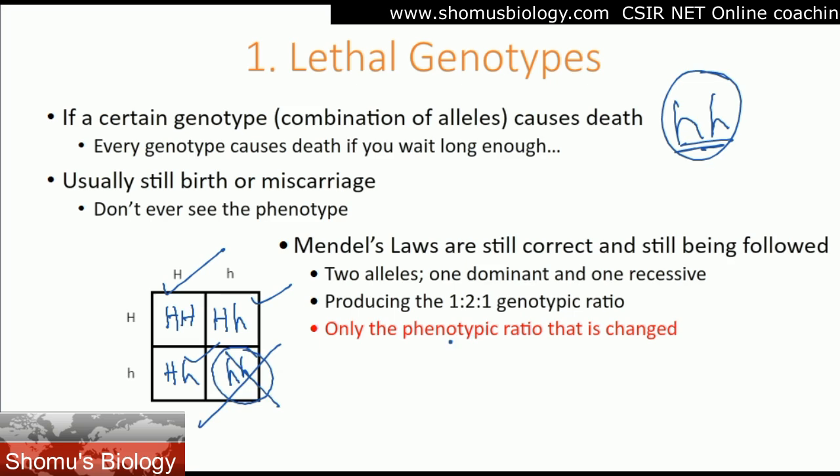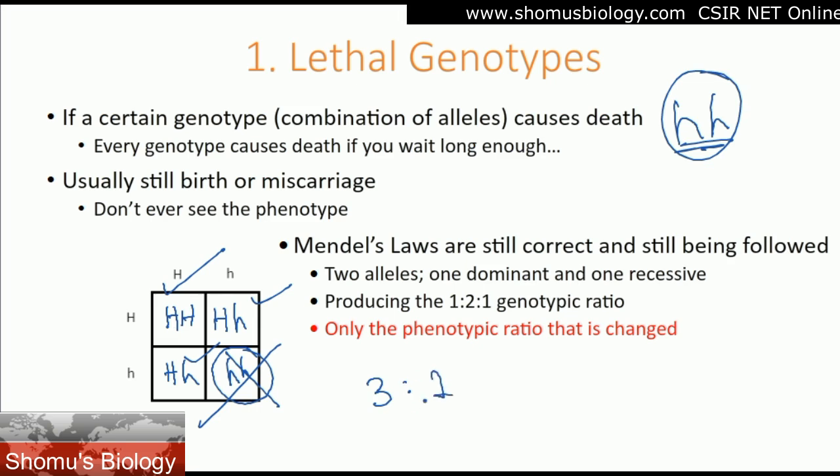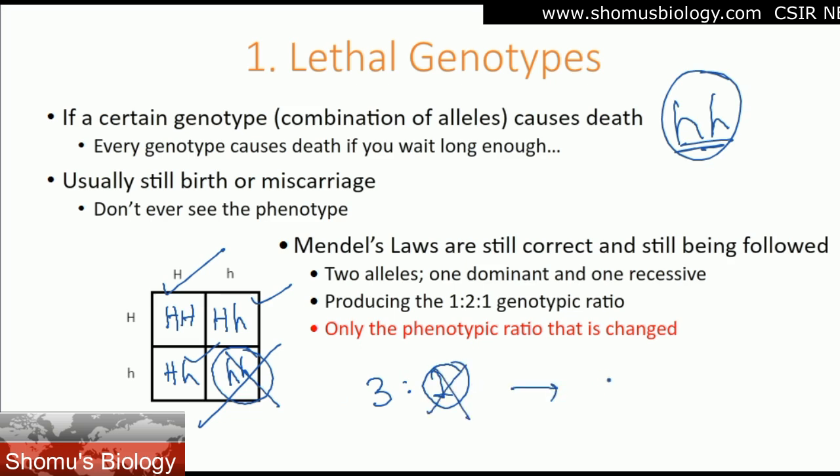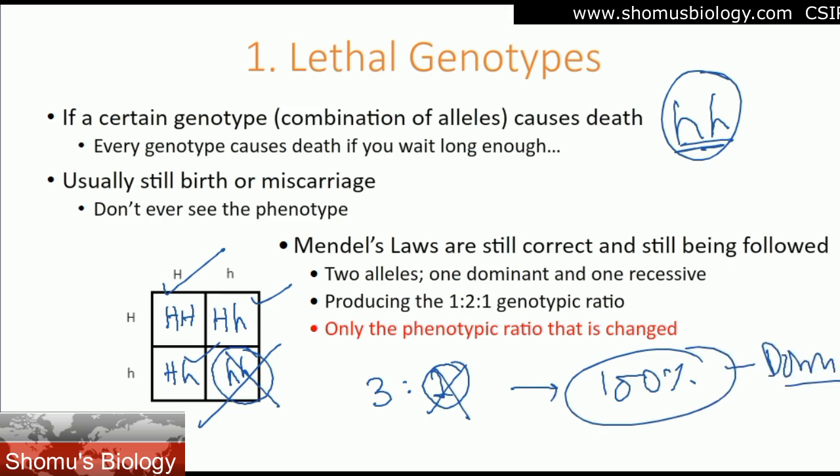So normally the phenotypic ratio should be 3:1. Let's say in this case we are looking at capital H, capital H, capital H, small h, capital H, small h, all will be 3:1. That should be the phenotypic ratio, right? As in a monohybrid cross. But this one, which is a recessive lethal, does not survive. So ultimately 100% of those surviving are dominant. No recessive phenotype is visible in this lethal gene. Okay.